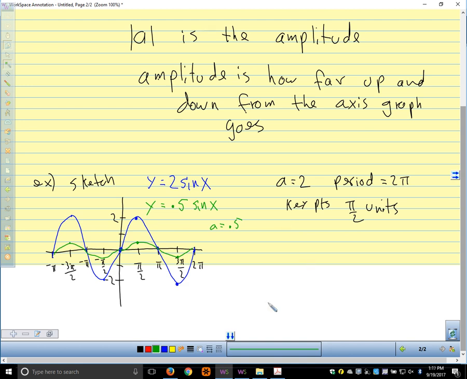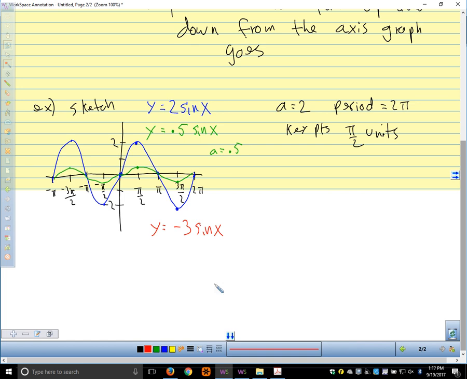What would happen if I had something like this? We'll do this one in red. Y equals -3 sine x. It would flip over. It would reflect over the x-axis. So the amplitude is 3, and it reflects over the x-axis. Our amplitude is still positive, but that negative gives us a reflection. So I'll put a 3 here, and a -3. And instead of going up first, we would go down. And that graph would go all the way up to there and down.